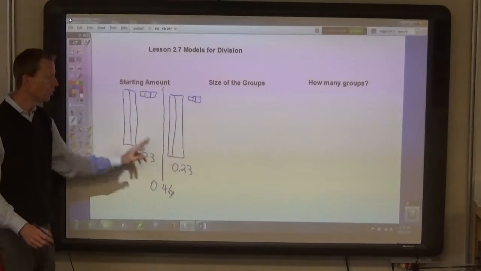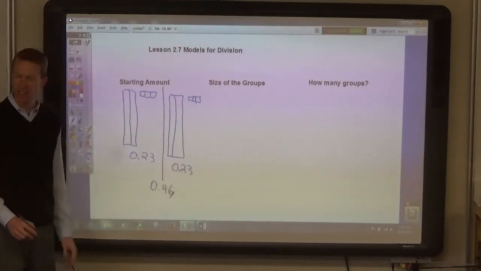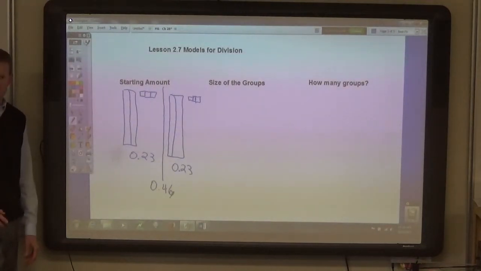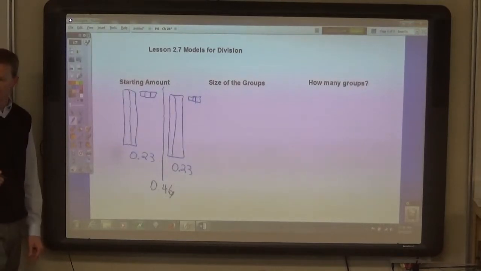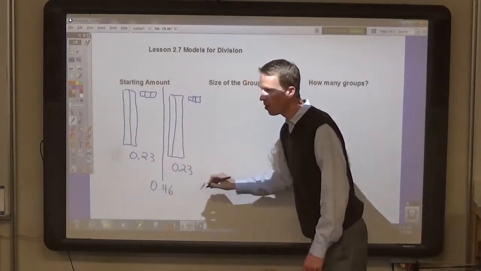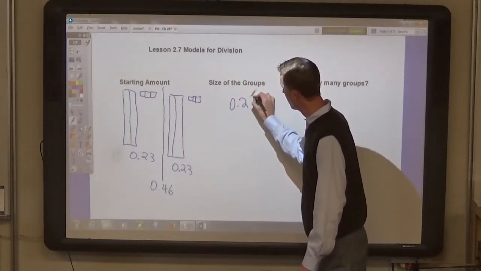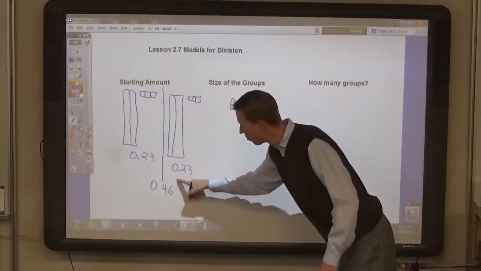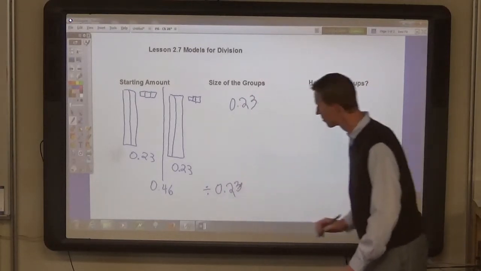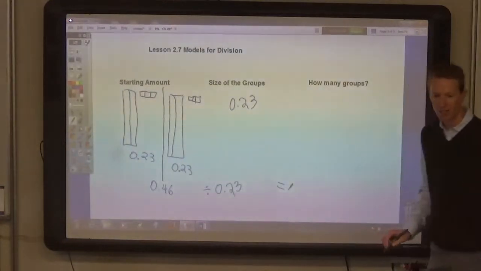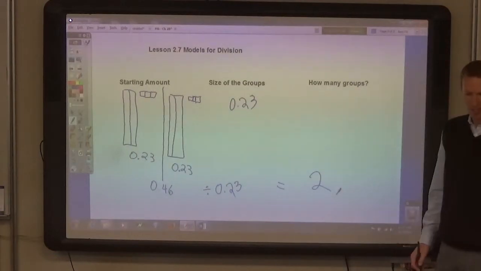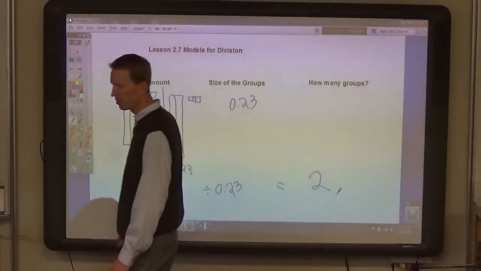And it's being divided into groups of what size? How big are the groups? 0.23 in each one, right? So the problem being represented is 0.46 divided by 0.23. And how many groups are there? 2, right. So that's the model. That's how that model works.